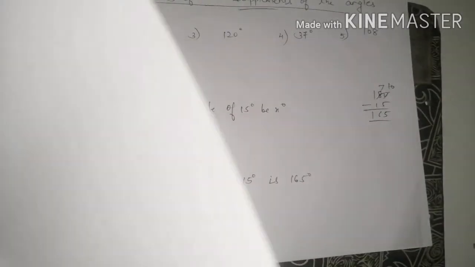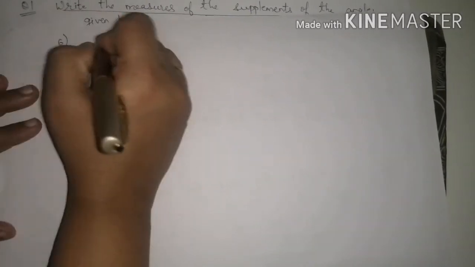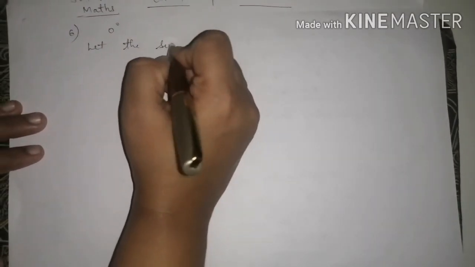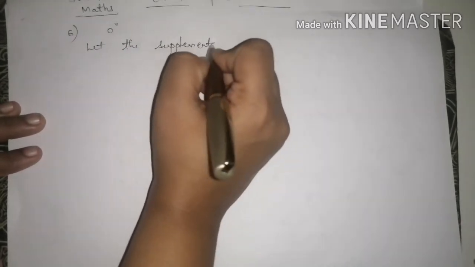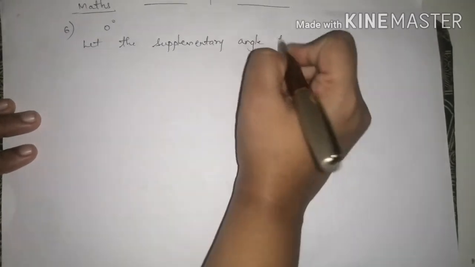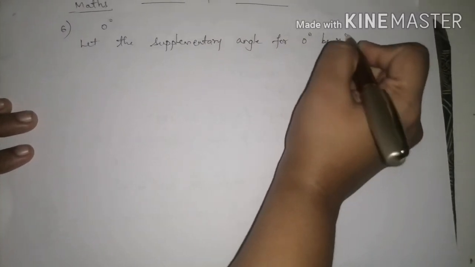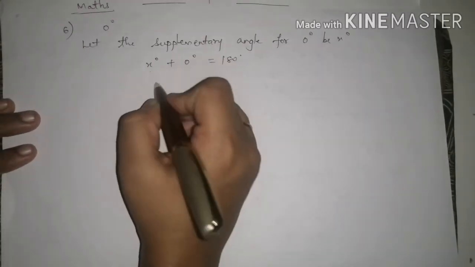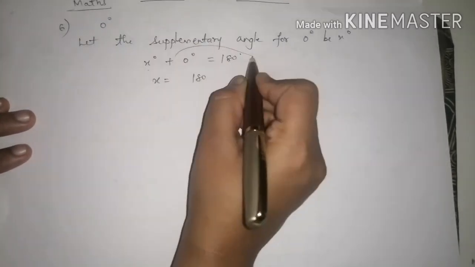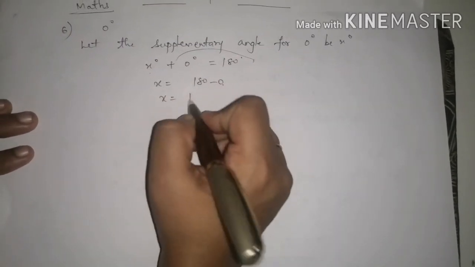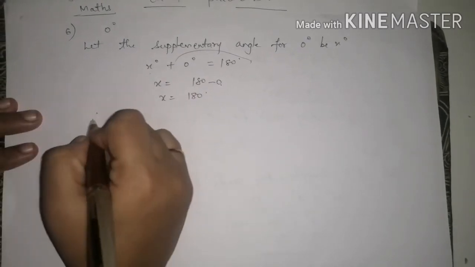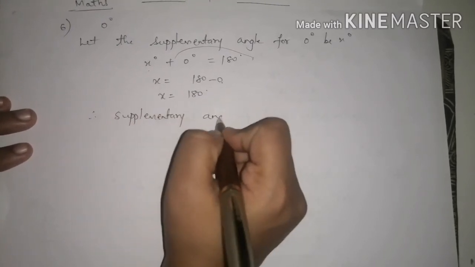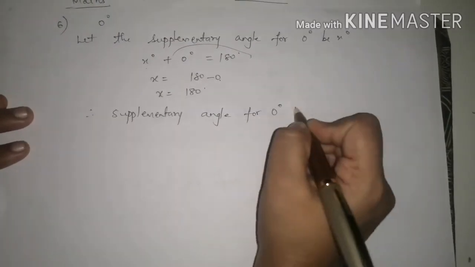Now the sixth sum, 0 degrees. Let the supplementary angle for 0 degrees be x degrees. So add this: x plus 0 degrees is equal to 180 degrees. So x is equal to 180 minus 0, which is 180 degrees. So therefore the supplementary angle for 0 degrees is 180 degrees.